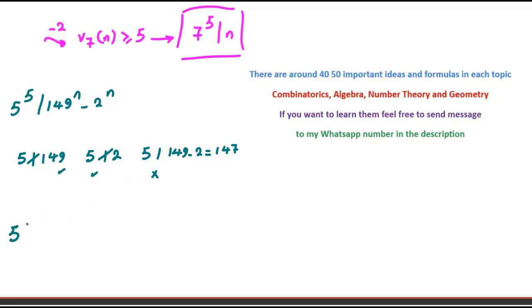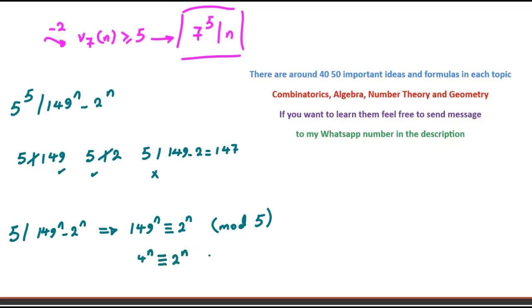First, let's consider that 5 should also be a factor of 149 to the n minus 2 to the n. And here we can use modulo. It means 149 to the n is congruent to 2 to the n mod 5. And 149 mod 5 is negative 1 or 4. 4 is better here, I will tell you why. 4 to the n is congruent to 2 to the n mod 5.